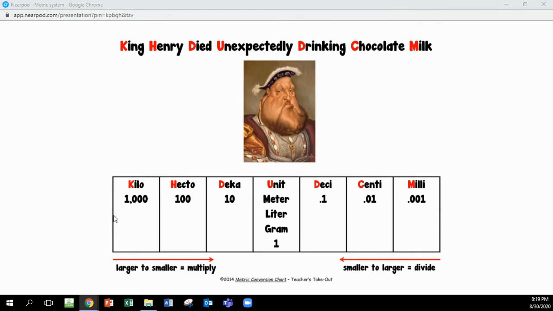That's most of the ones for pre-AP. You have one more over here for pre-AP, which is the mega. So you can add mighty: Mighty King Henry died by drinking chocolate milk. And then on this side, after milli, you have micro, nano, and pico, which you just need to remember. So you need to remember what these prefixes mean. For pre-AP, you need to go all the way from 10 to the minus 18 to 10 to the positive 18.